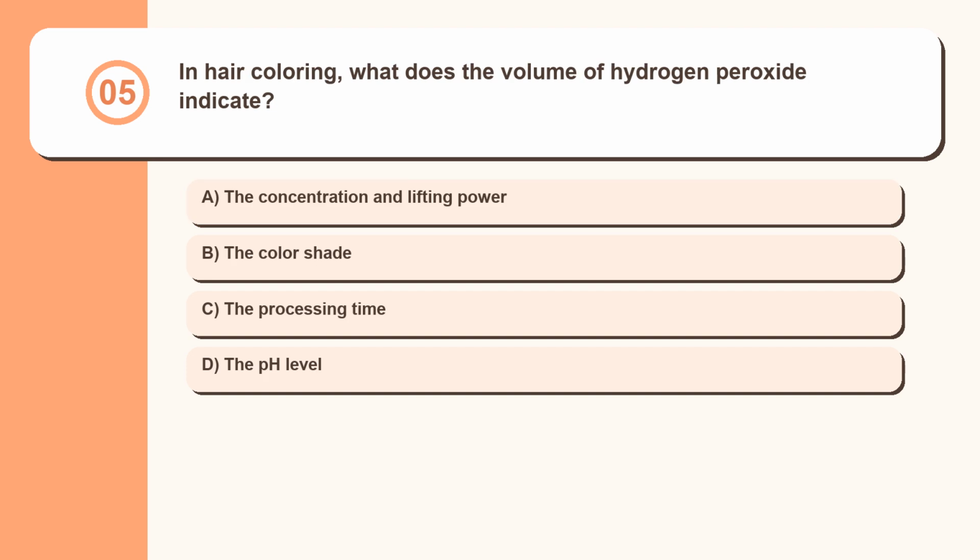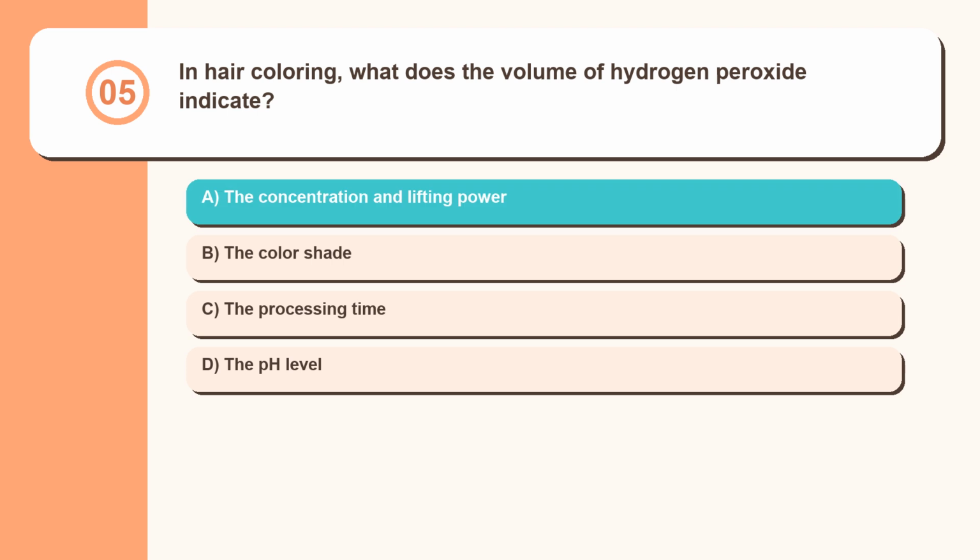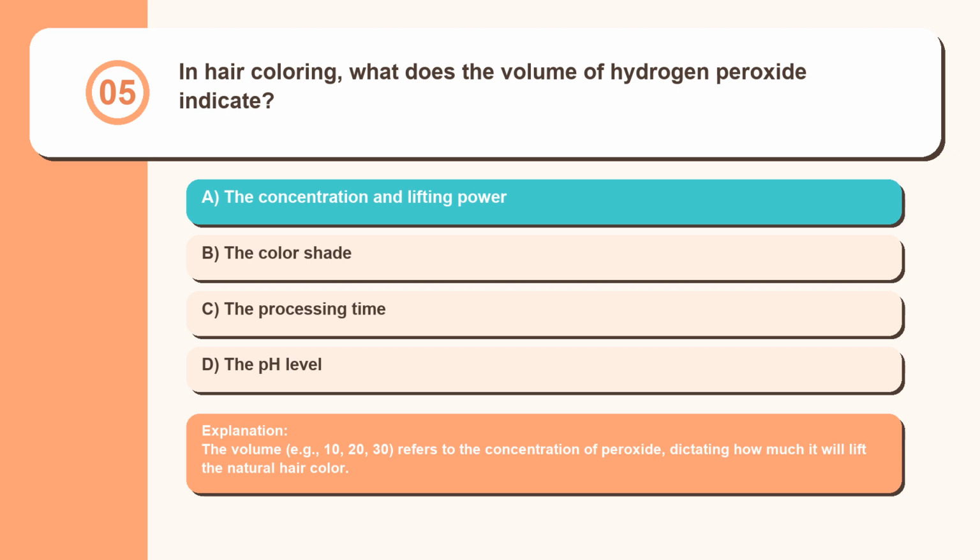Question 5. In hair coloring, what does the volume of hydrogen peroxide indicate? The concentration and lifting power, the color shade, the processing time, the pH level. The volume, for example 10, 20, 30, refers to the concentration of peroxide, dictating how much it will lift the natural hair color.